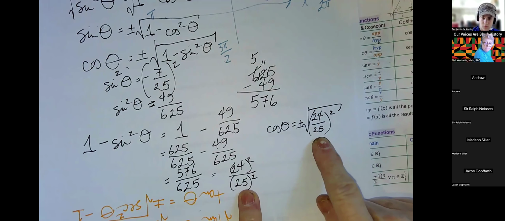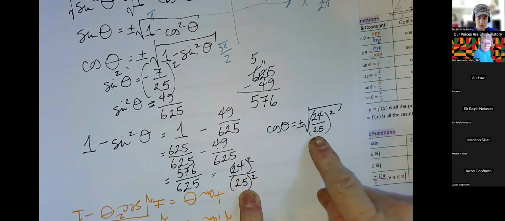And we know that 625 is 25 squared. So now we've got a number that we can put under the square root, and it's not as frightening. We have that cosine theta is equal to plus or minus the square root. We just found that number to be 24/25 all squared. Are these the same? 24 squared over 25 squared, is that the same as 24/25 all squared?